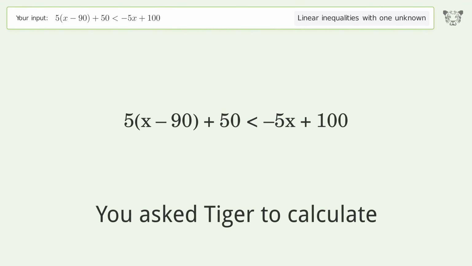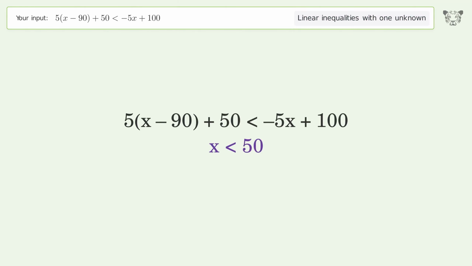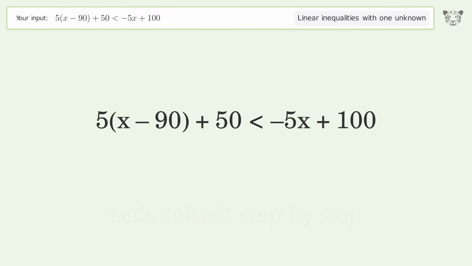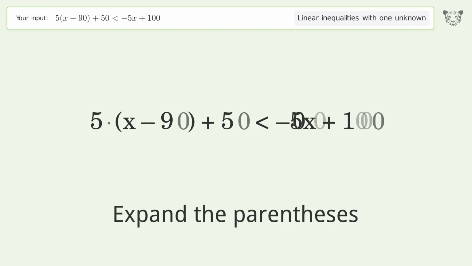You ask Tiger to calculate. This deals with linear inequalities with one unknown. The final result is x smaller than 50. Let's solve it step by step. Simplify the expression. Expand the parentheses.